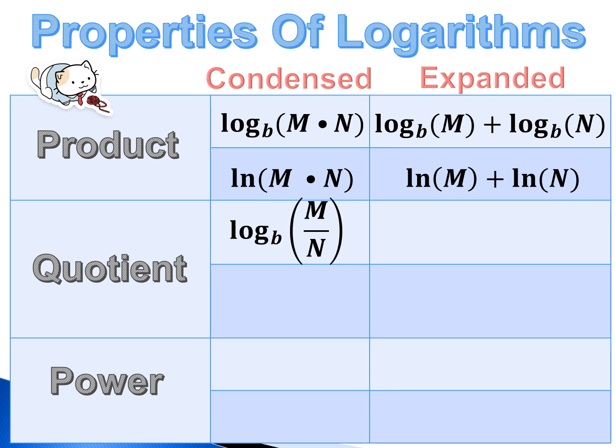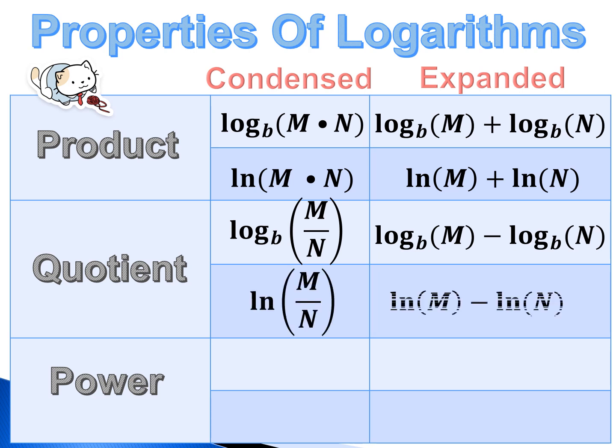The quotient rule. The quotient rule says if I have log base b of m over n, then I can expand that with subtraction. So that becomes log base b of m minus log base b of n. Now, again, if you're starting with the expanded form and it's subtraction and you want to condense it, you always condense it with the first argument being divided by the second argument. And again, just showing you this property holds true for natural logs.